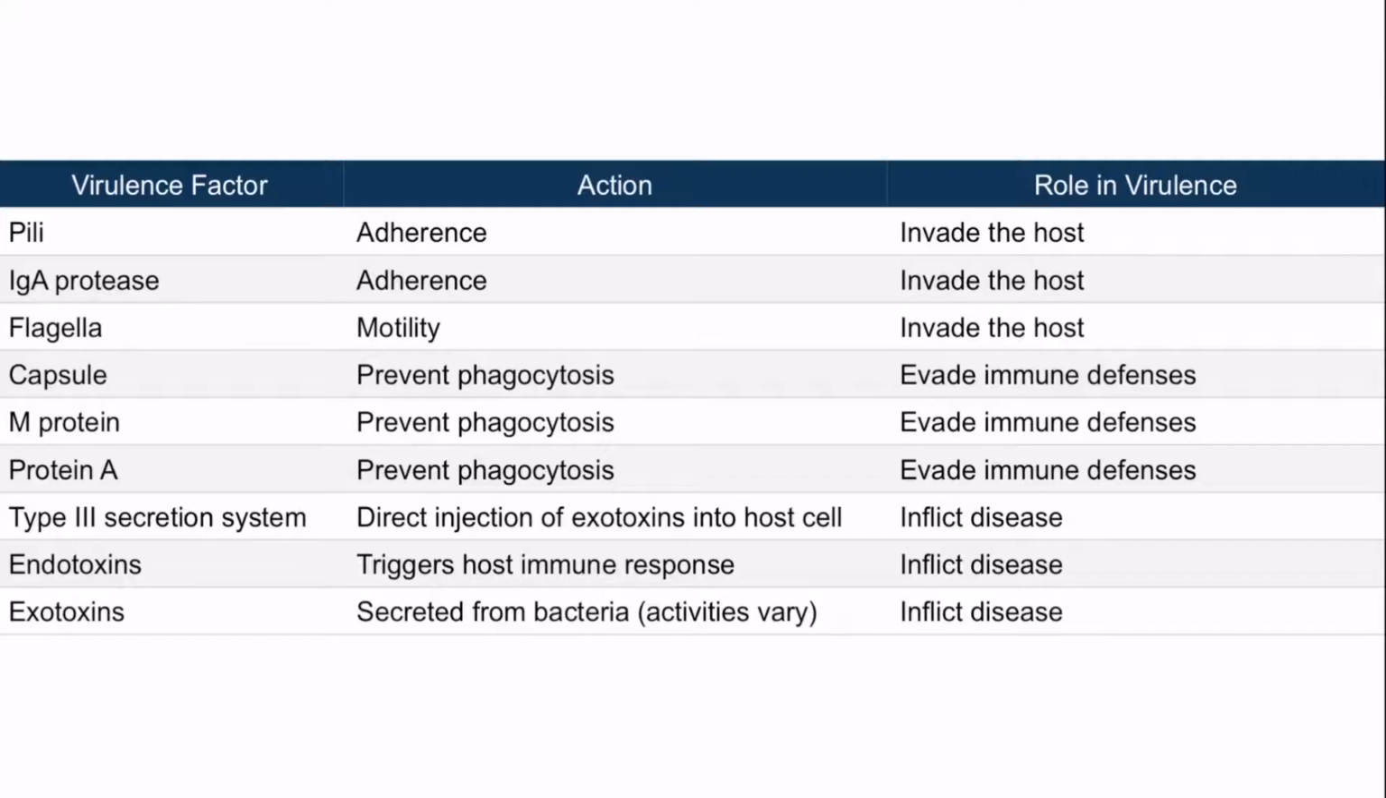And this table lists the virulence factors that you need to know, as well as the action of the virulence factor, this middle column. And lastly, how this virulence factor plays a role in virulence. Now, this table does not provide the details you need to know about each virulence factor. I simply show this to you here so you can briefly see the roles various factors have on virulence.